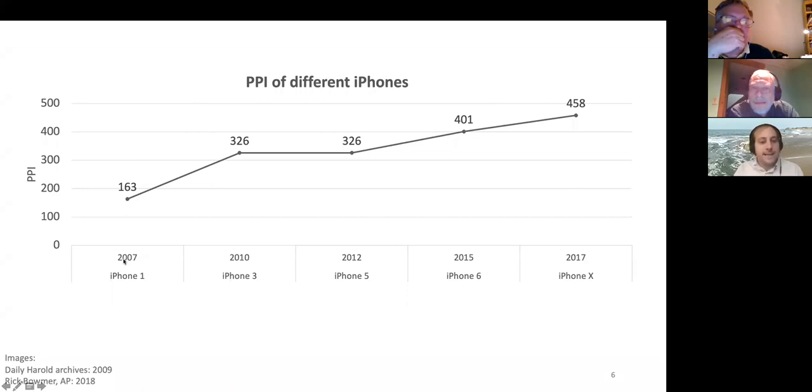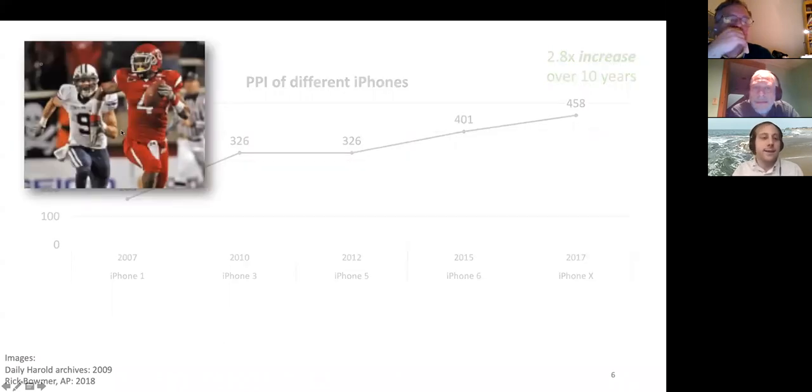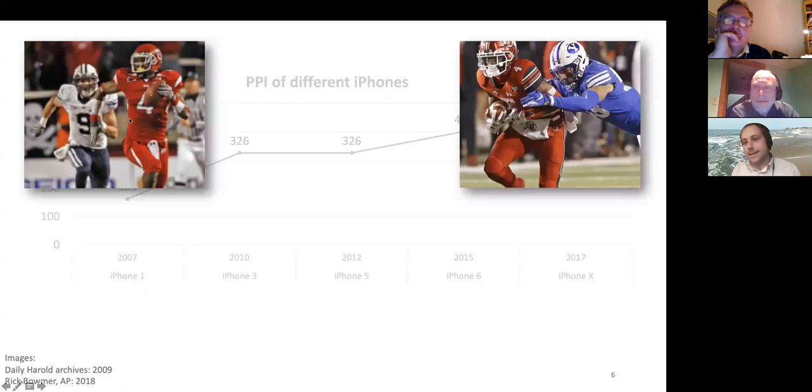And you can see since 2007 to 2017, this has increased about 3x over 10 years. And if you want to visually see what that increase looks like, you can have a picture over here. This is the famous rivalry in Utah, which is BYU versus University of Utah. In 2007, a picture might've looked like that. In 2017, a picture would look like that. Pretty startling and pretty cool.